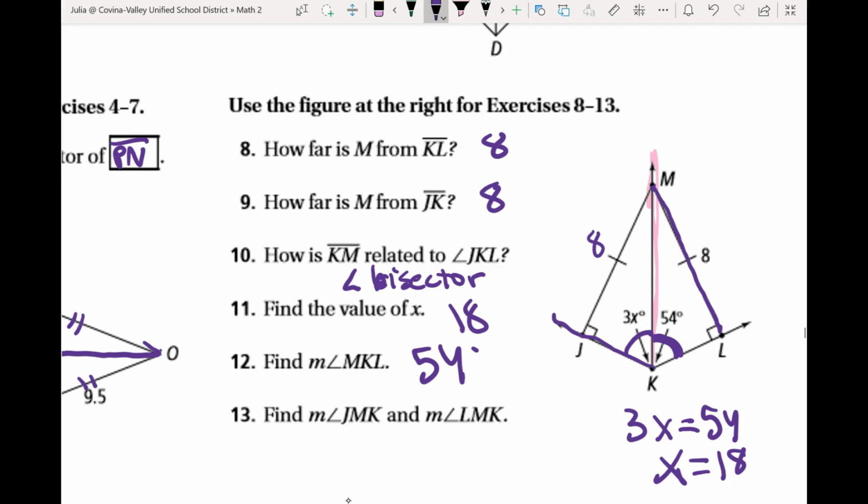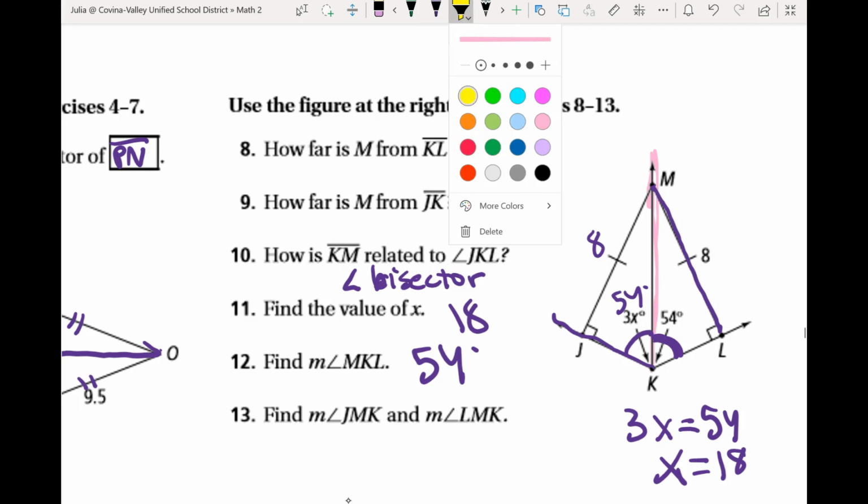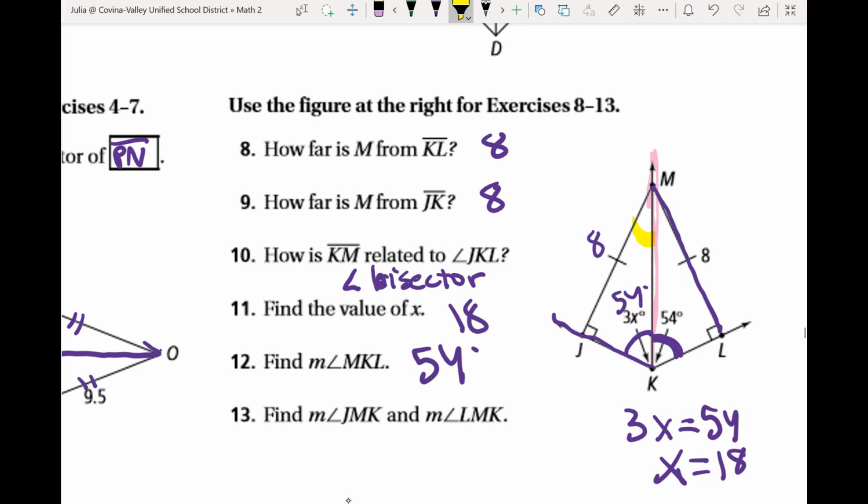Find the measure of angle JMK and LMK. They didn't ask us for JKM, but we would know that that's 54 as well. They want the measure of angle JMK up here. They want to know what this angle is and what this angle is. Any ideas on how to figure that out?